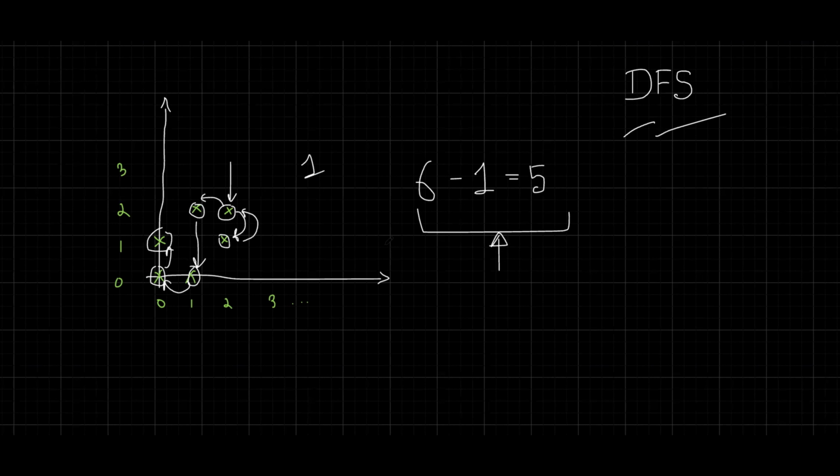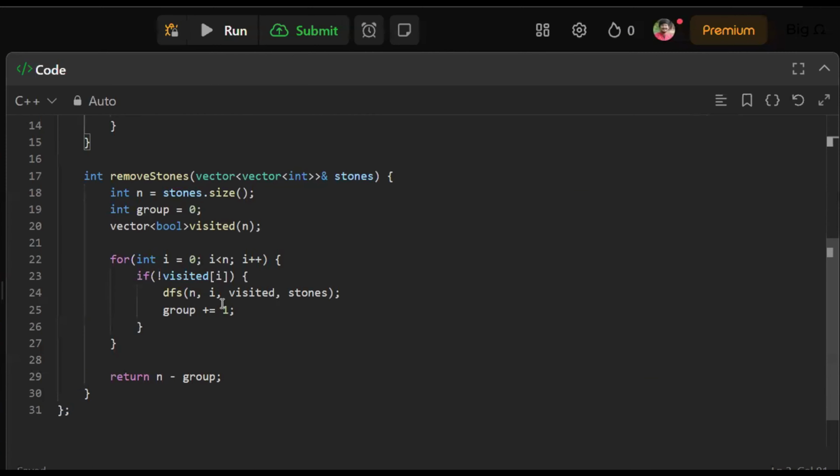Now let's move on to the code. In this problem, we are given a function named removeStones, which takes a two-dimensional stones array. Now we are calculating the size of this, and initially our group is 0, and we are taking a Boolean vector visited. Now, for each of the stones, if the current stone is not visited, we are calling a DFS function with this i.